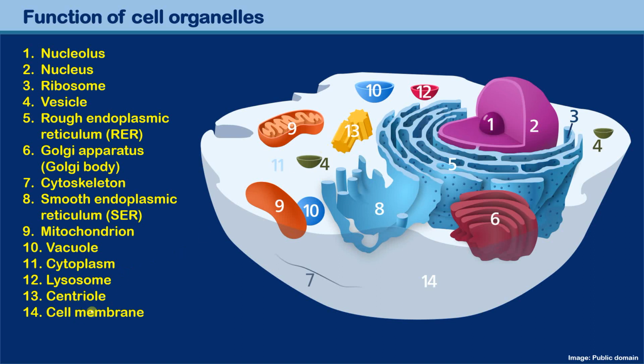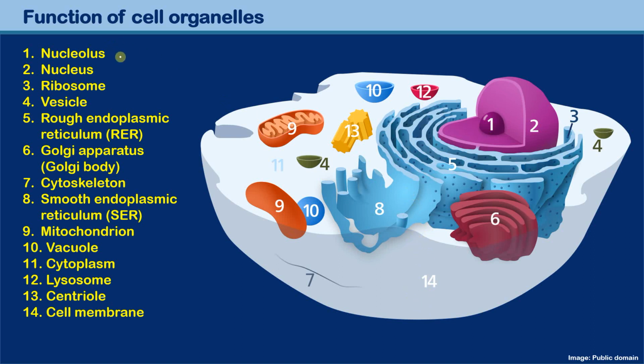And then number 14 is the cell membrane, also known as the plasma membrane. The plasma membrane controls what goes in and what goes out of the cell. It's a semi-permeable membrane, so it is responsible for releasing the wastes going out and taking up of nutrients going in.